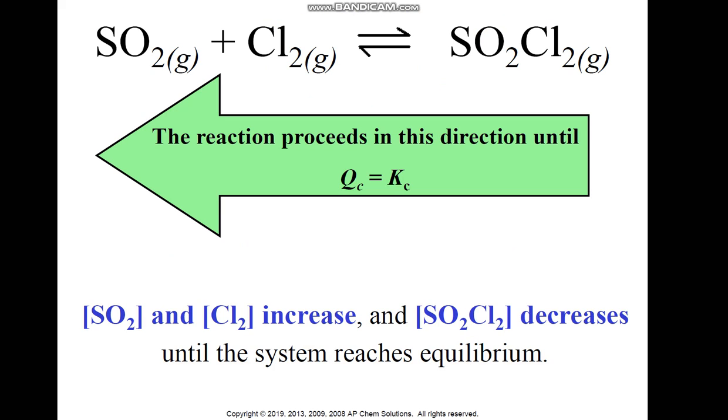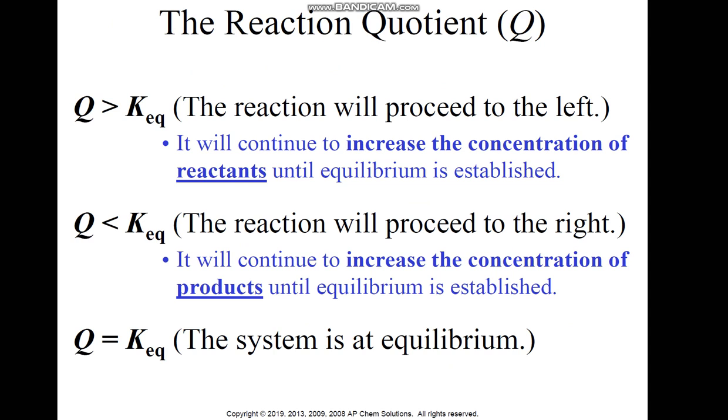So this is just another way to show that the reaction is going to proceed toward the reactants until the SOCl2 decreases, until the SO2 and Cl2 increase enough and the product decreases enough so that the system reaches equilibrium. Okay, so this is just a reminder.